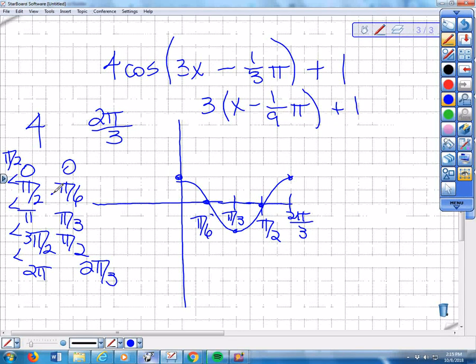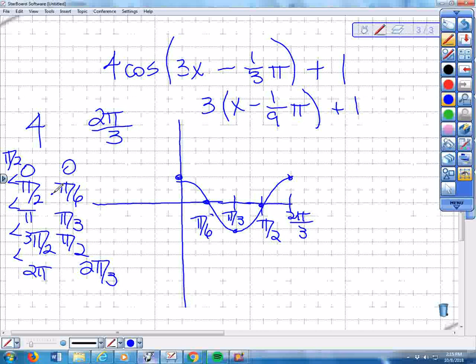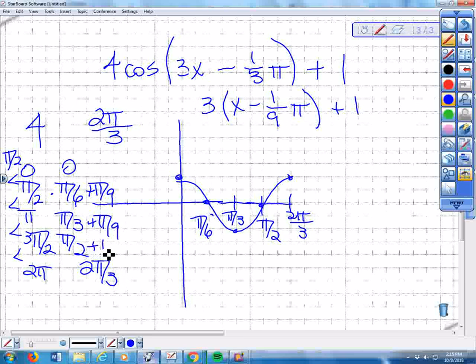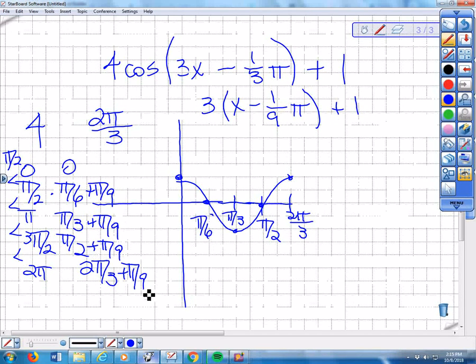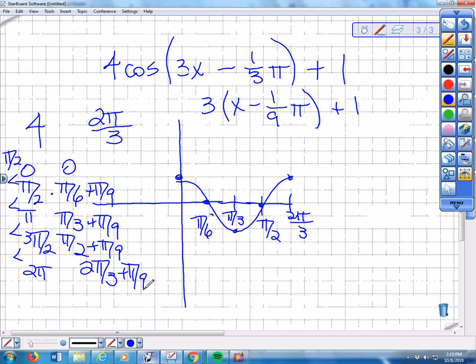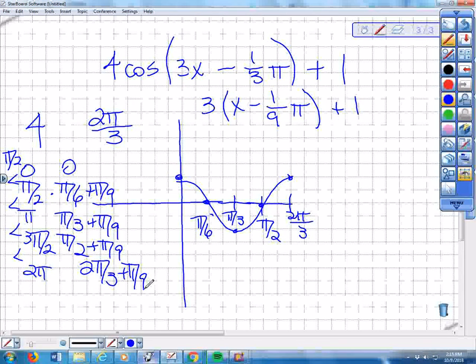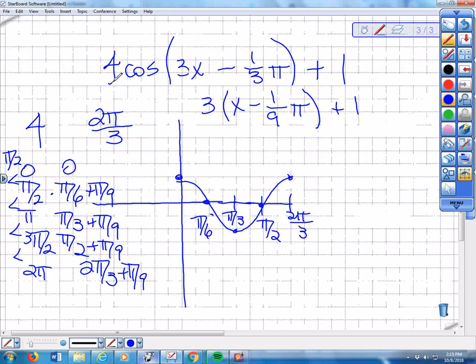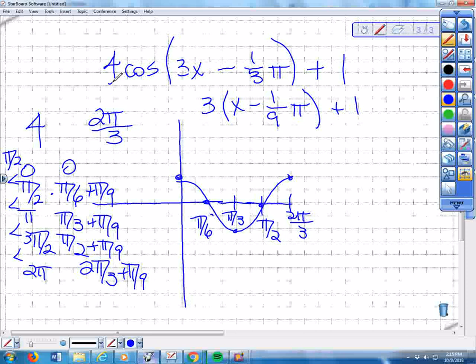So each one of these points is now... okay, get a common denominator, you can figure out what the new values should be. So this will tell me my x values. Okay, the 4 and the 1 don't change my x values. What do they change? Yeah, just my y values.